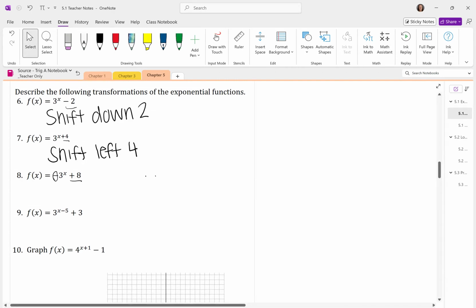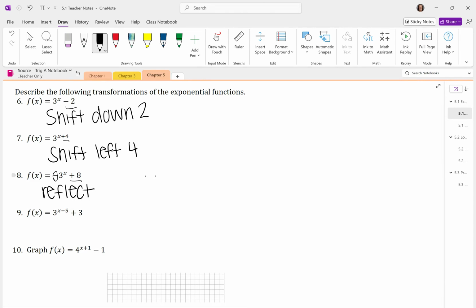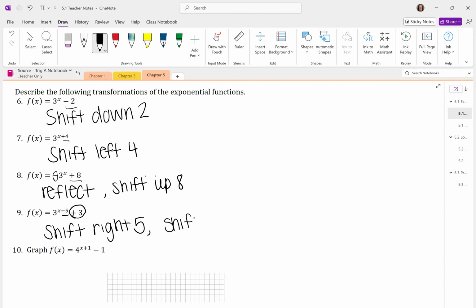Number 8, you are reflecting because of the negative out front. And then you are also shifting up 8. Number 9, that -5 in the exponent means you are shifting right 5. And then this +3 means you are shifting up 3.